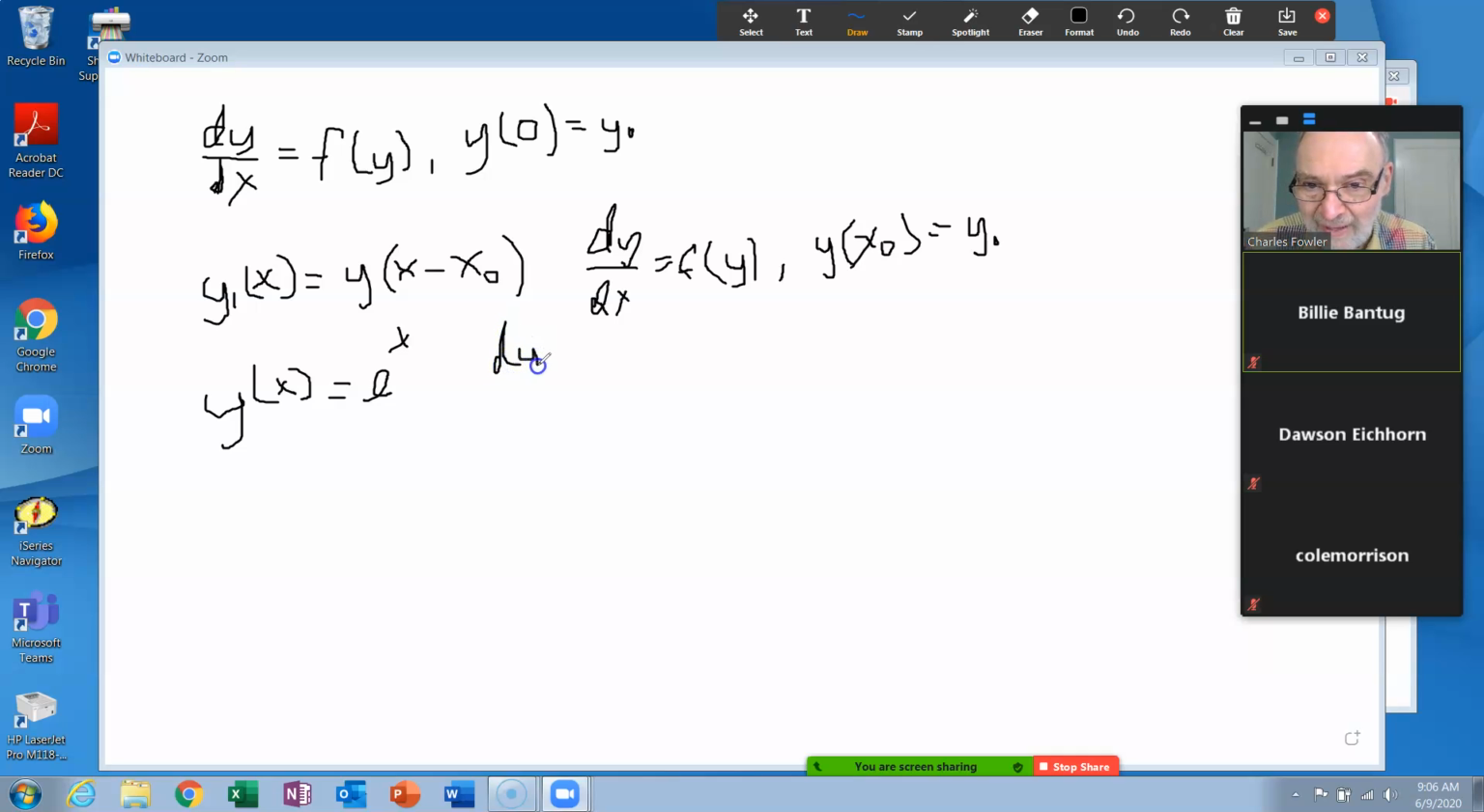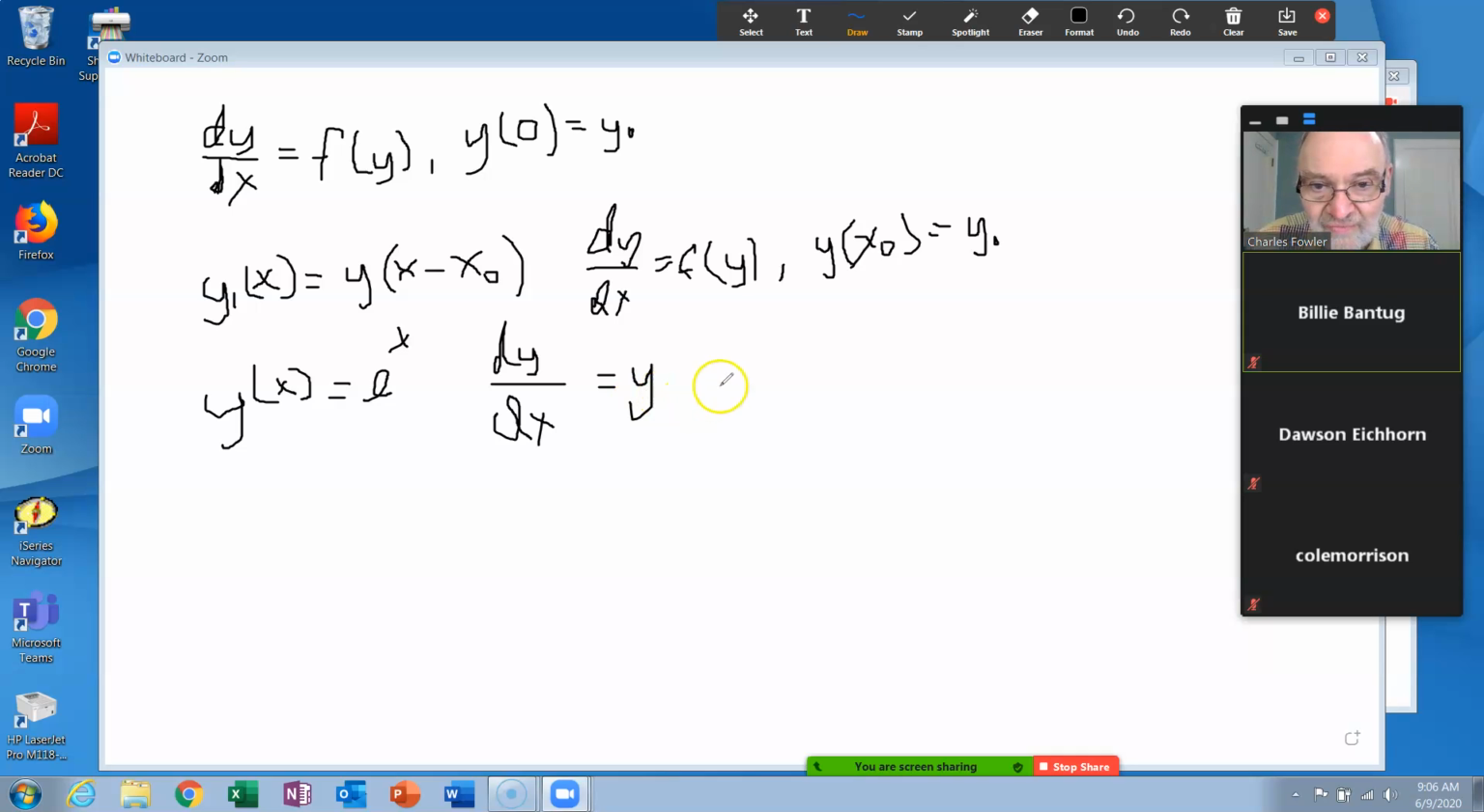I probably should do y prime, but they're doing dy/dx. I'll do that if I could write a d. The bottom d's always give me a problem. The top d's are fine, but are better. Okay, this equation is equal to y, right?